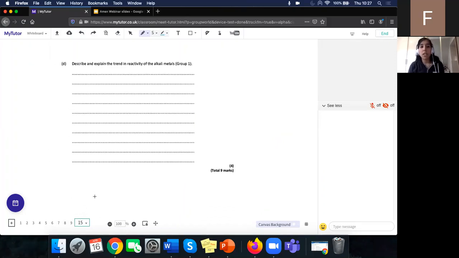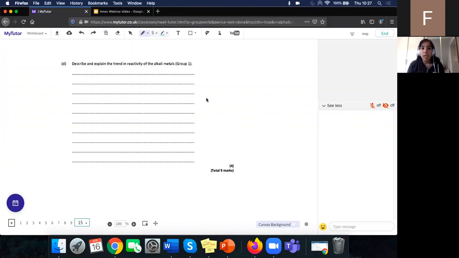Describe and explain the trend in reactivity of the alkali metals. So what's the trend in reactivity of the alkali metals and why are they? So remember, there's 2 reasons. So you get 4 marks, 1 for explaining the trend and 3 marks for explaining the reasons well. So does anyone know then, what's the trend in reactivity first? The group 1 elements, do they get more reactive as we go down or do they get less reactive as we go down that group?